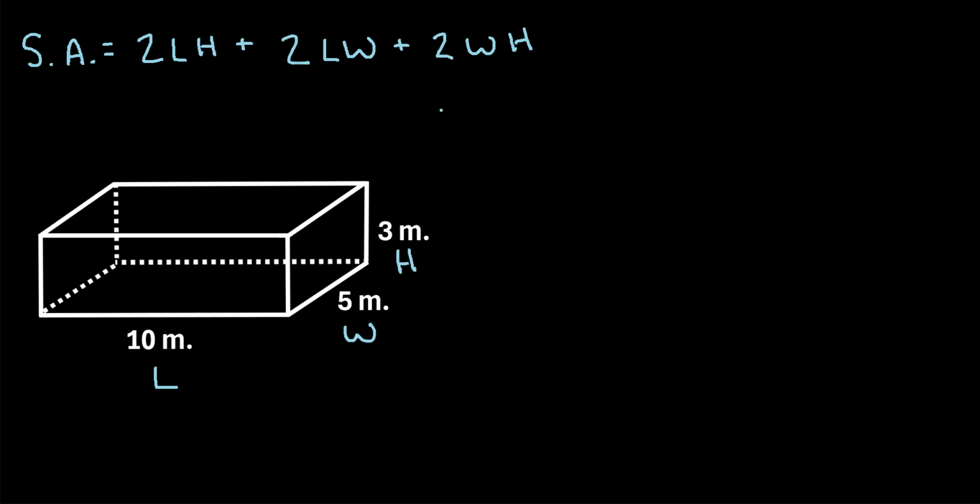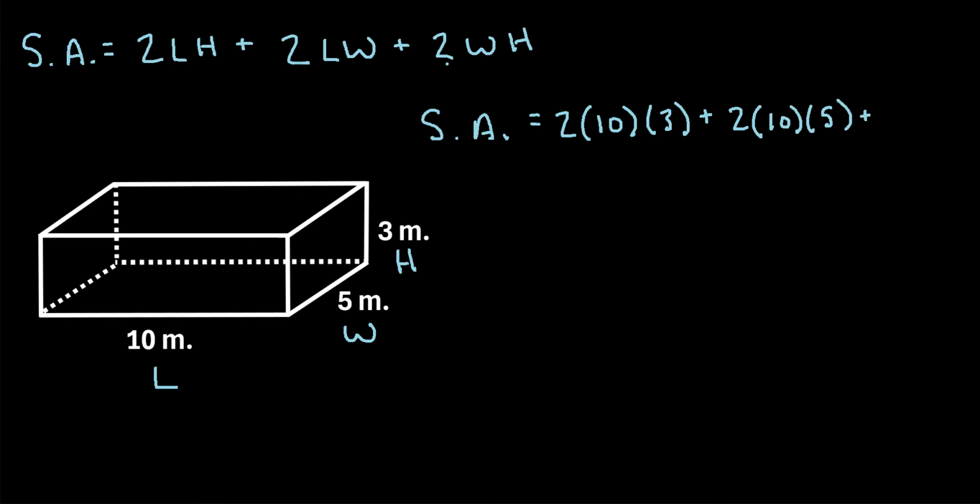So let's go ahead and do that. So let's say the surface area is going to be equal to 2 times the length times the height. So we'll say 10 times 3. So 2 times 10 times 3 plus, next we have 2 times the length times the width. So the length is 10 and the width is 5. So we'll say 10 times 5. And lastly we have plus 2 times the width times height. So 2 times the width is 5 and the height is 3. So we'll say 5 times 3.